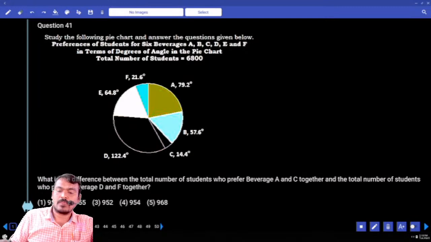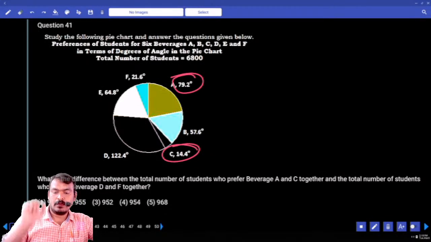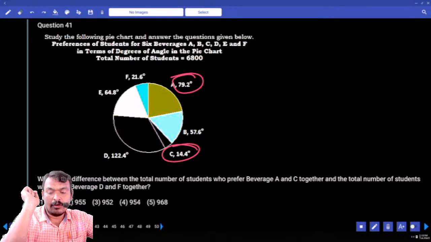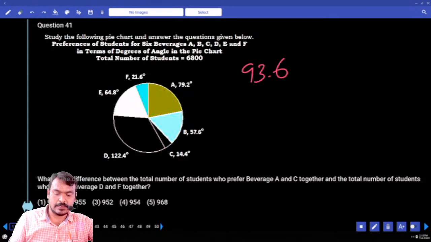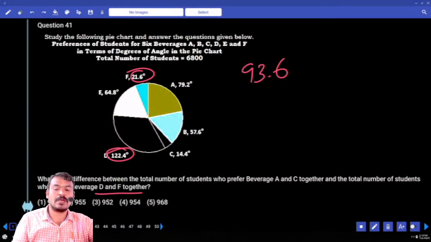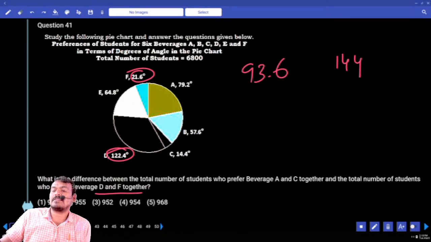What is the A value? 79.2. What is the C value? 14.4. Both are adding, 93.6. Next, what is the D and F value? What is the D value? 122.4. F value, 21.6. Both are adding, 144 or not? 144.